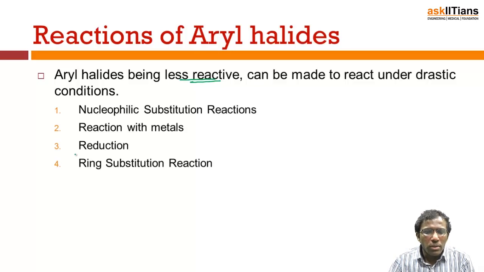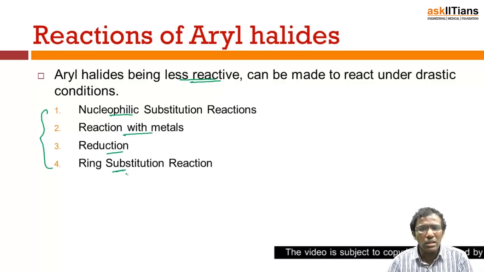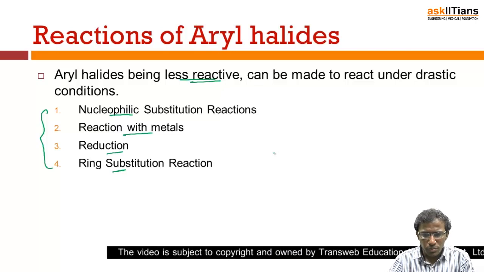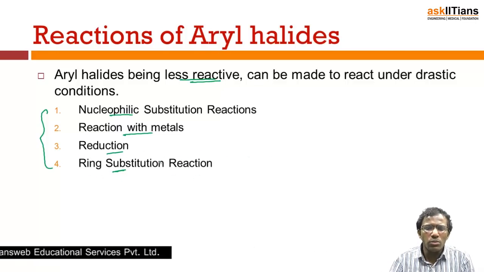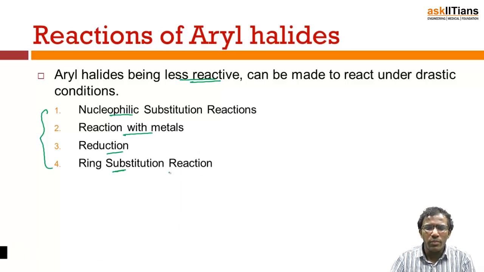The reactions shown by them are typically of four types: nucleophilic substitution reactions, similar to the alkyl halides, reaction with metals, reduction reactions, and the fourth type, which is a bit different, the ring substitution reactions. I'll concentrate more on the ring substitution reactions in the next part, but the first three types of reactions I'll cover in this part.